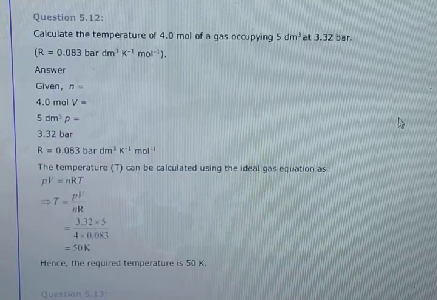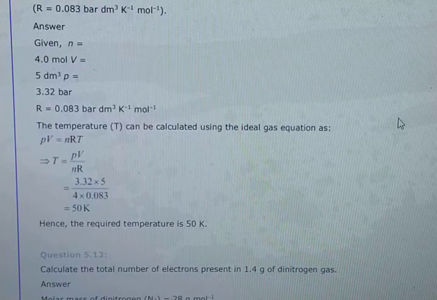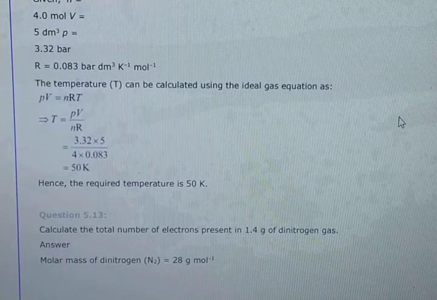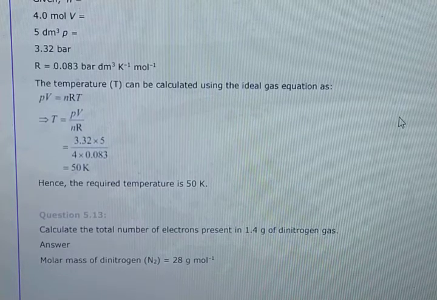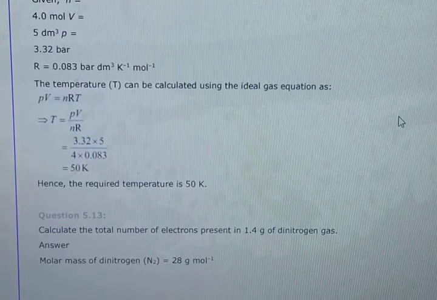Now we are moving towards question number 13. Question number 13 is: calculate the total number of electrons present in 1.4 gram of dinitrogen gas. Molar mass of dinitrogen is 28 gram per mole.